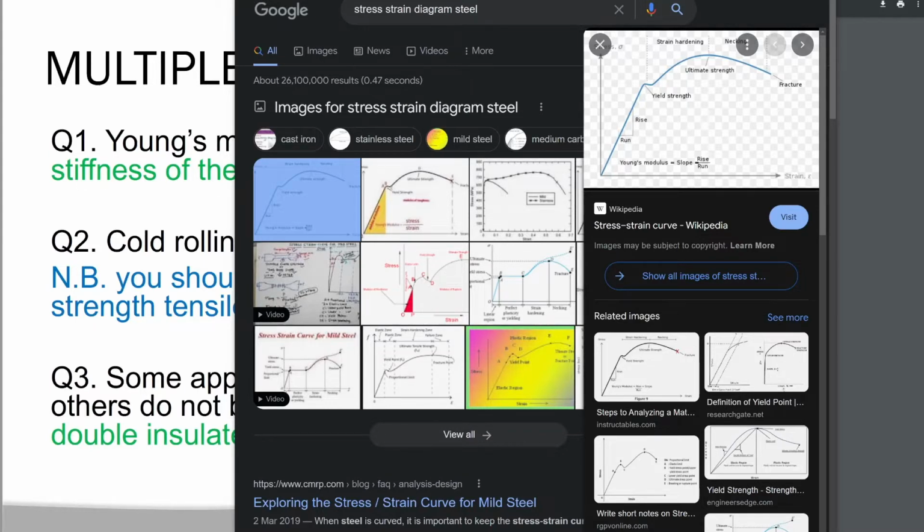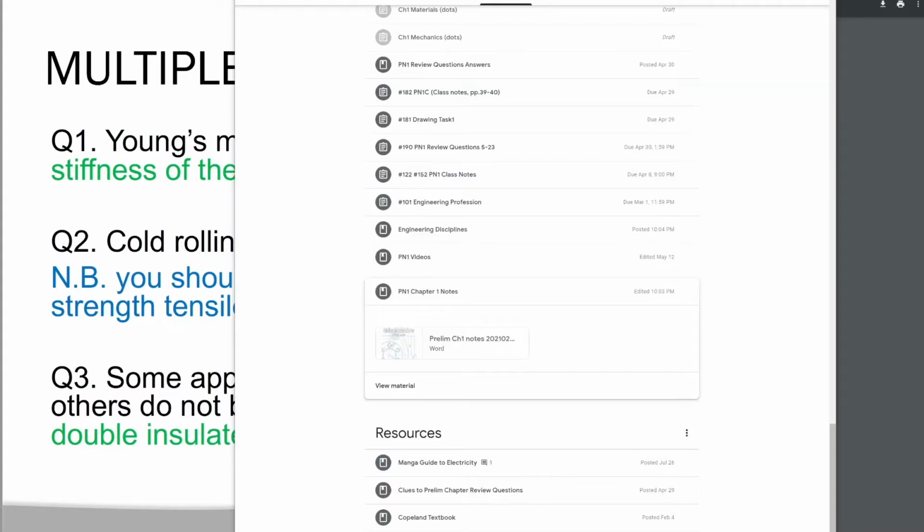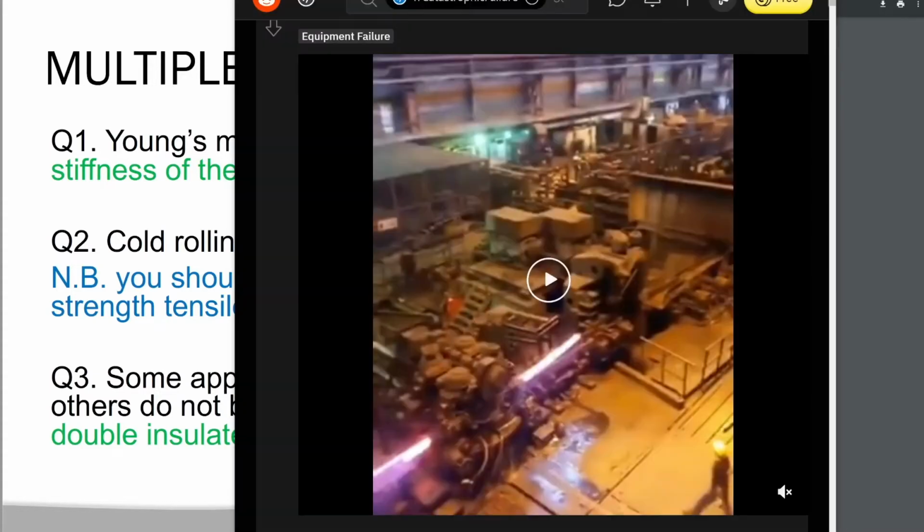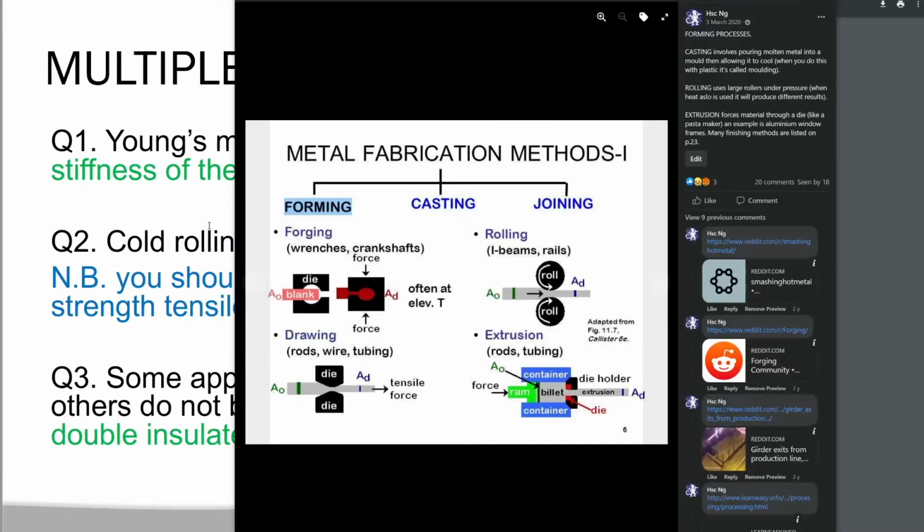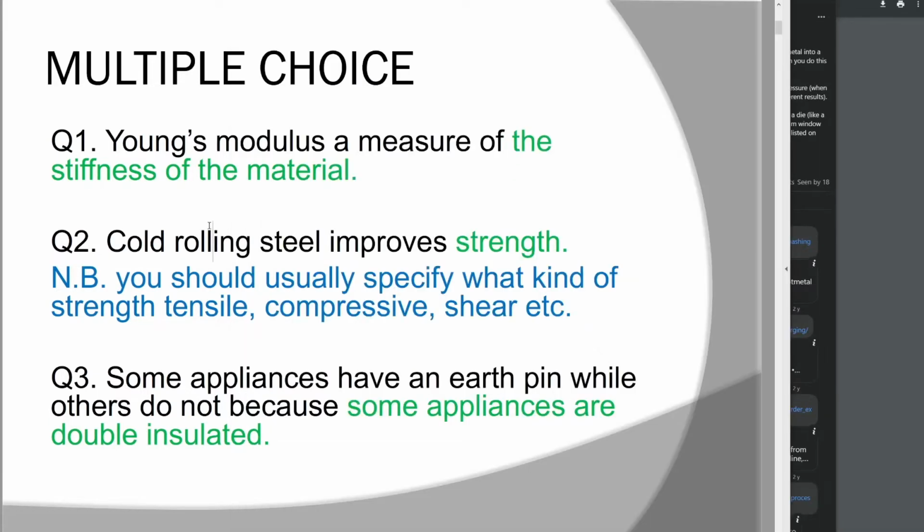Okay, so next thing, we can close these as we go. The next thing we can talk about is cold rolling. Now, it says cold rolling improves strength. It says here you should typically specify what kind of strength, so tensile strength or compressive strength. I have made a big thing recently that you will not get marks if you write the word strong. So keep that really in mind.